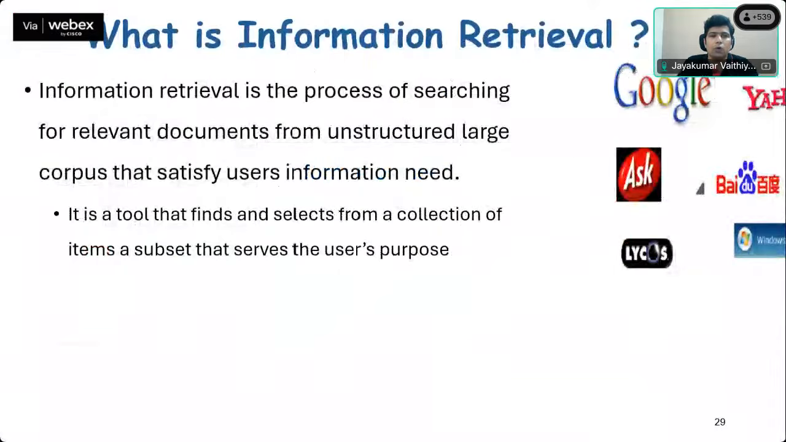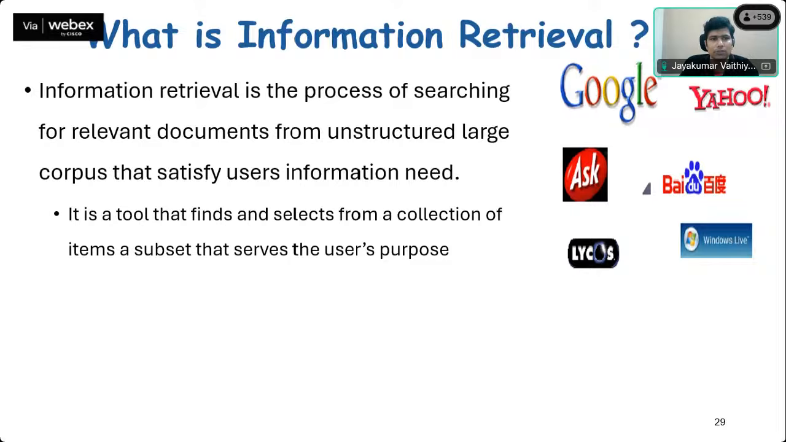Next, we can see how to retrieve information. Information retrieval is the process of searching. In earlier days, we used Google, Yahoo, or Baidu, which belongs to China. All these search engines search through a large corpus of data, which is in unstructured form. In the last class, we studied data structure, how you organize your data. But 95% of the data available on the internet is unstructured. That is why Google and Yahoo are so successful.